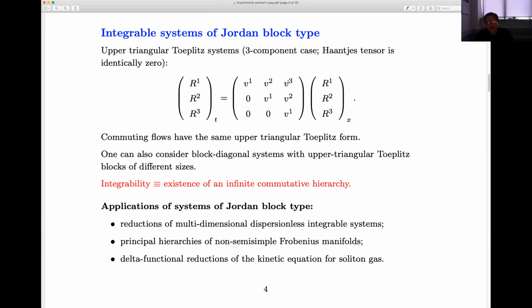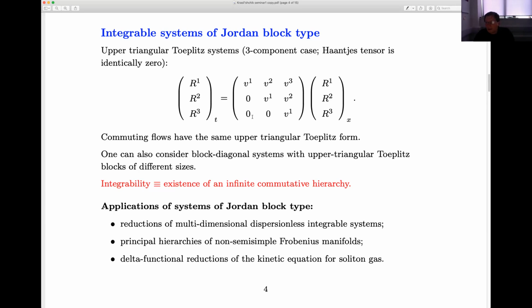One can also consider block diagonal quasi-linear systems, where each block has this kind of Toeplitz structure. This is the most general case for which integrability theory can be constructed: systems which have these Toeplitz blocks on the diagonal. But for a moment, let me deal with a single Toeplitz block. We say that a system of this kind is integrable if it possesses infinitely many commuting flows of the same Toeplitz type.